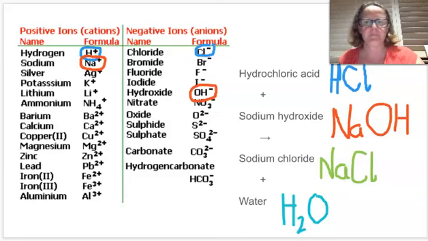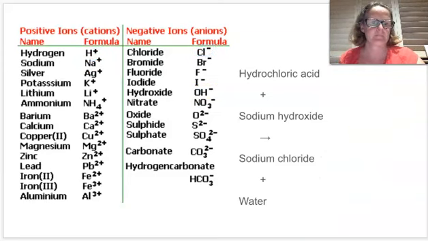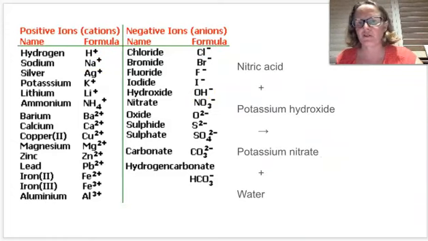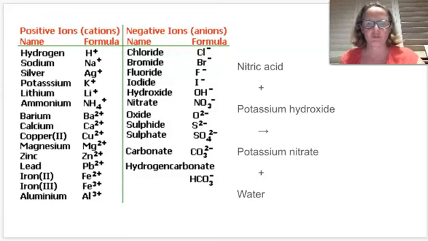Let's try another one. So here we have nitric acid reacting with potassium hydroxide to make potassium nitrate and water. So you can pause this video and see if you can work that out for yourself, and then I will show you. So let's have a look.